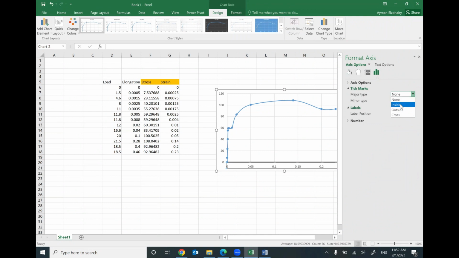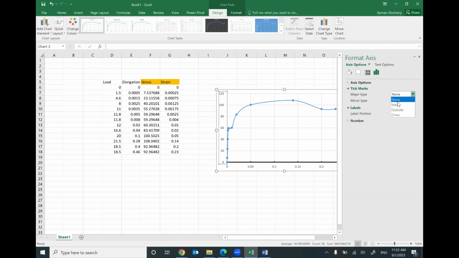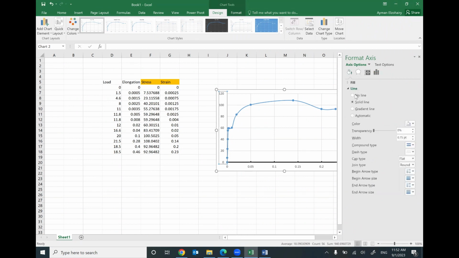Major type, you can make it inside, so you can put these markers. And also the same for this one, you can put markers and go back here for the line to be solid, black, and make it thicker. There you go. That makes sense.